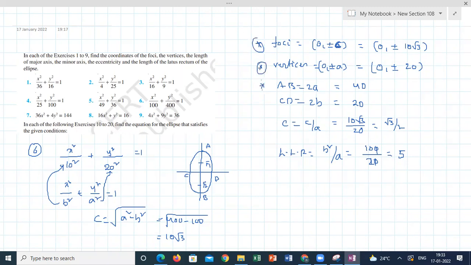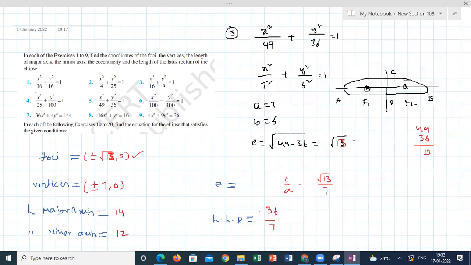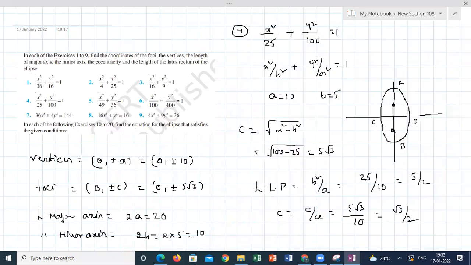Sir, length of latus rectum is 2b square by a. If it is b square by a, then all the numericals we are doing wrong then. This is 2 into 10 by 20, so 10 is this one. The previous question also multiplied with 2, 72 by 7. And the previous question also we have to multiply it with 2, 2b square, 2 into, 5 times, so answer is 5. Yeah, please keep it in mind.